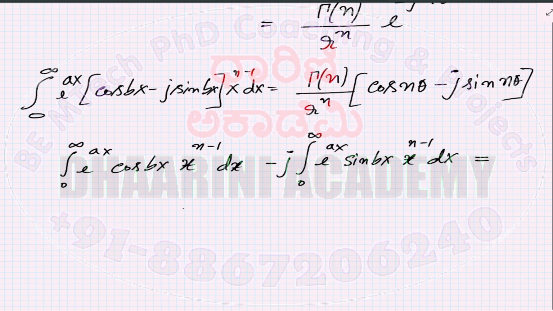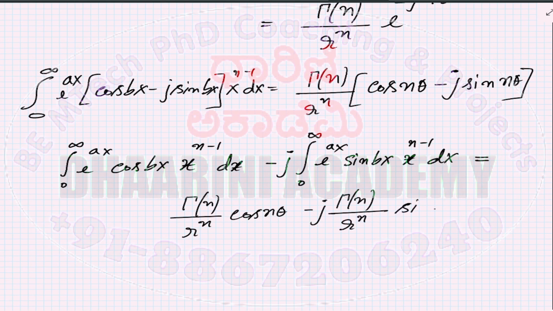So on the right hand side, this is equal to gamma n by r to the n into cos n theta, first term. Second term, minus j, gamma of n by r to the n, sine n theta. So now you see that when you equate the real and imaginary terms, this is the real term on the left hand side, and they have to be equal.